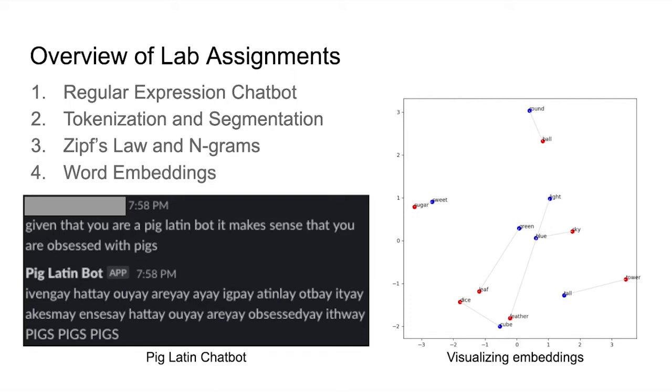In the second part of the lab, students built a sentence segmenter, which reinforced their regular expression skills from Lab 1. Lab 3, which is about word frequencies, types, and tokens, is the focus of the next slide, so we'll hold off in discussing that for now.